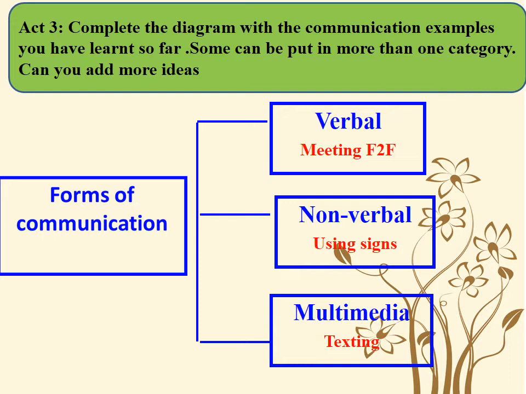Category là loại. Okay. So forms of communication, những hình thức giao tiếp, mình có verbal. Verbal là bằng lời nói, mình có meeting face to face. Face to face là gặp mặt đối mặt, gặp mặt trực tiếp. Non-verbal. Non-verbal tức là không bằng lời nói. Okay, tức là using signs. Multimedia. Multimedia là đa phương tiện, right?